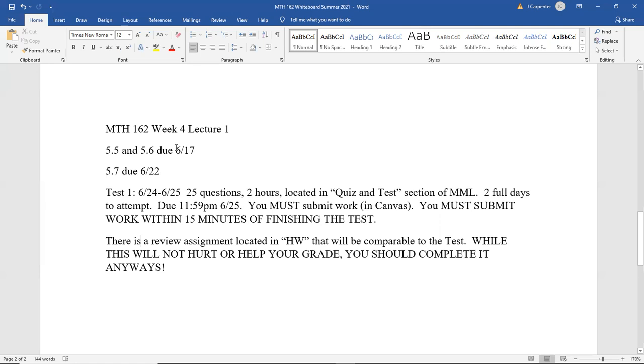This first test will be 25 questions. They're not all going to be the same number of questions. Test 2 and 3 will have significantly longer problems here and there, so the number of questions will be reduced. And you will find the test in the quiz and test section of my math lab. I think that makes sense. So it's due 11:59 p.m. the 25th, which is a Friday.